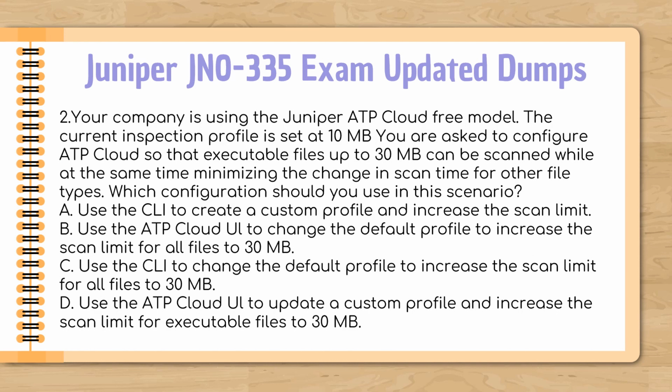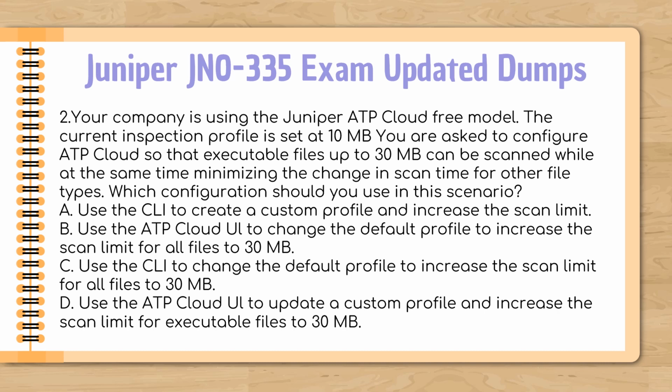2. Your company is using the Juniper ATP Cloud Free model. The current inspection profile is set at 10 MB. You are asked to configure ATP Cloud so that executable files up to 30 MB can be scanned while at the same time minimizing the change in scan time for other file types. Which configuration should you use in this scenario?